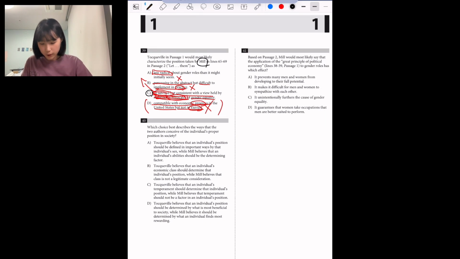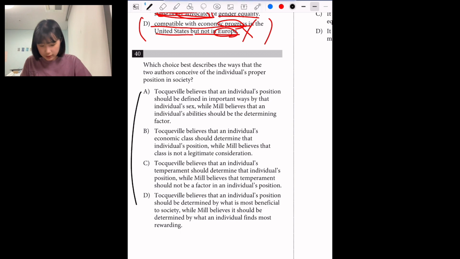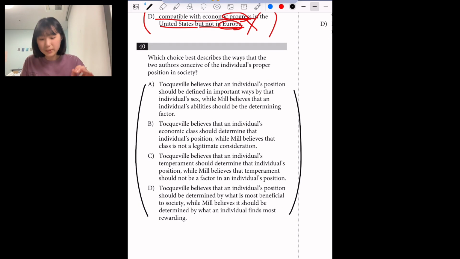So question 40. Which choice best describes the ways that the two authors conceive of the individual's proper position in society? Let's just read. These are very long answers, so we're short on time, so we won't read all of them, but we'll look at A first. Tocqueville believes that an individual's position should be defined in important ways by the individual's sex, while Mill believes that an individual's ability should be the determining factor.